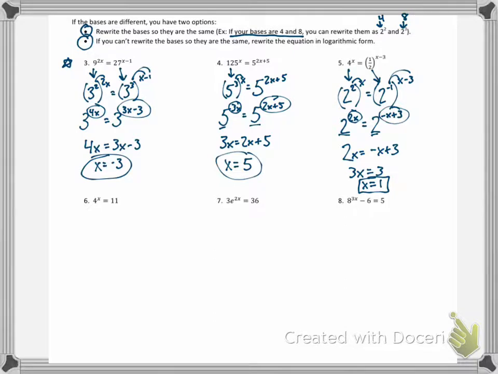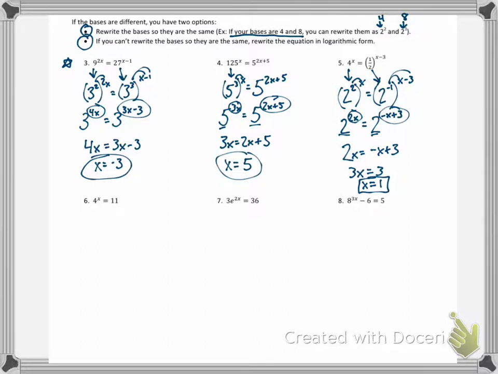I have 4 to the x equals 11. So on one side I have a 4 as a base. The other side, I know there's not an exponent there, but technically 11 is still a base. It's just 11 to the first power. You can sit all day. It's going to be really complicated for you to figure out how to get a common base for 4 and 11. So we're not even going to try with that.